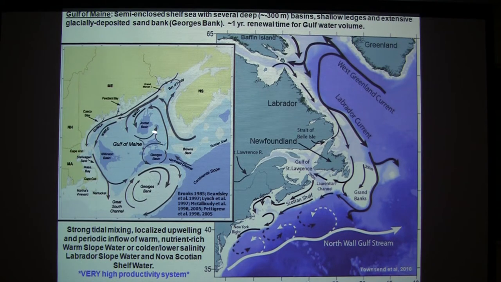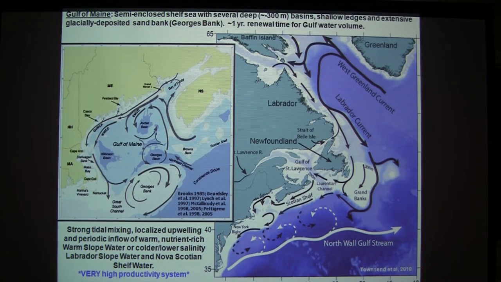It's about a 1 year renewal time for the Gulf water volume, and this is a region of very, very strong tides, so we have a diurnal tidal mixing component that is essentially the rule here. We have a coastal current that is generated by the inflow of offshore waters, comes up into the Bay of Fundy, then wraps around. This is on an annual basis. Seasonally, it does obviously change. We have some smaller gyres that develop over these basins, Jordan Basin, Wilkinson, and Georges Basin, and then a small outflow called Great South Channel in the southwest.